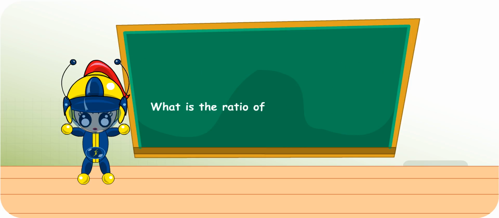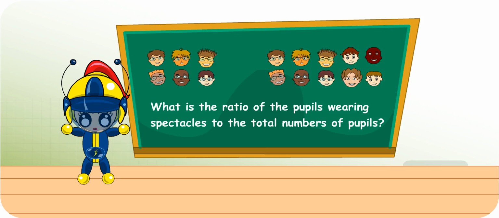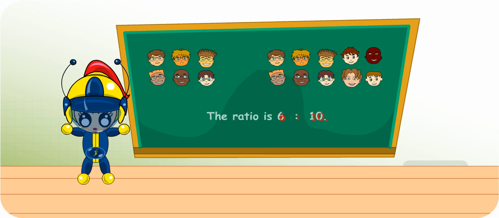So what is the ratio of the pupils wearing spectacles to the total number of pupils? The ratio is 6 to 10.